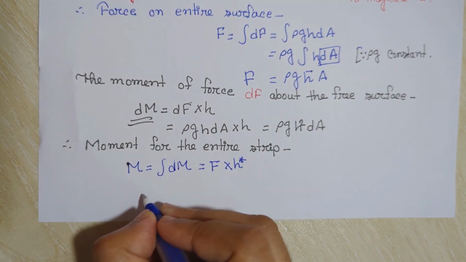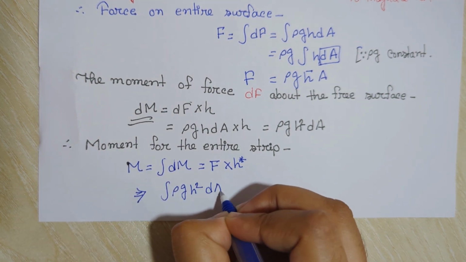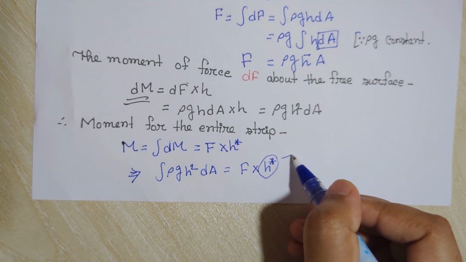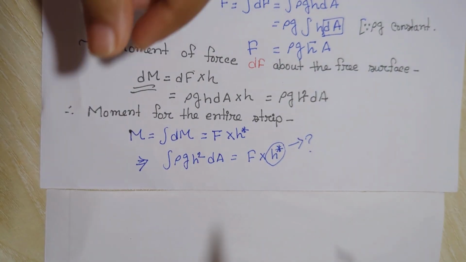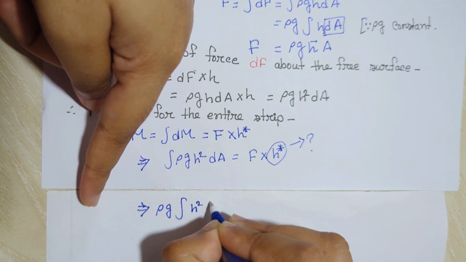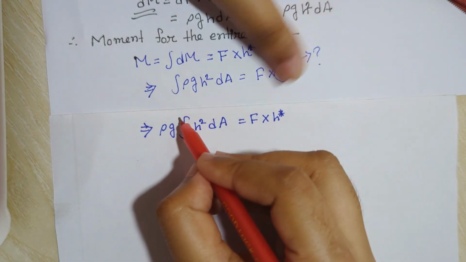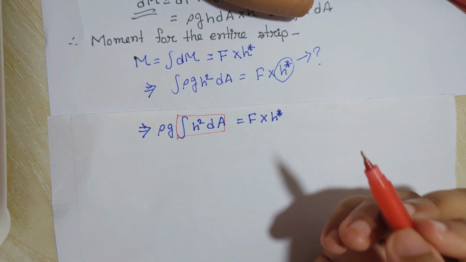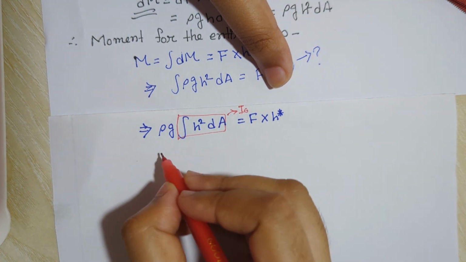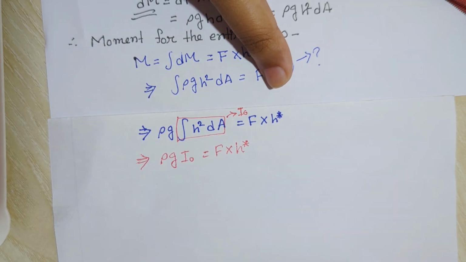Now we'll put the value of dM from here. It will be integration of rho g h square dA equals F into h star. We will find the value of h star. As rho g is a constant term, so rho g integration of h square dA equals F into h star. Here this term is the moment of inertia about the free surface. So we can write I naught instead of this term, which is the moment of inertia of the free surface. So it will be rho g I naught equals F into h star.